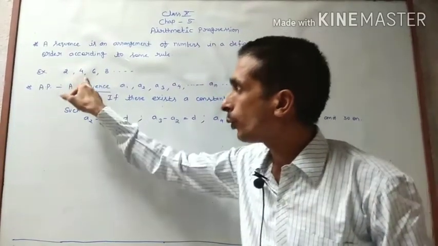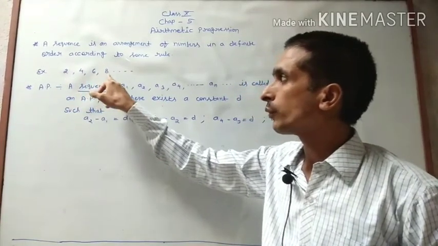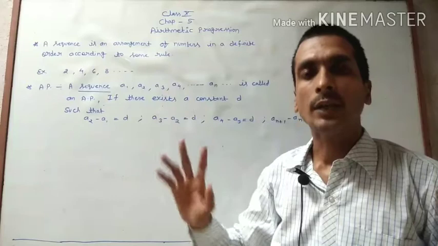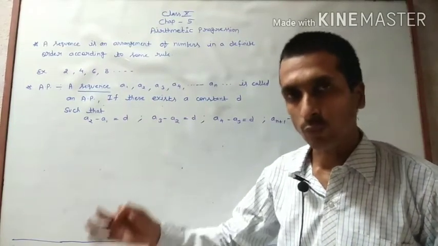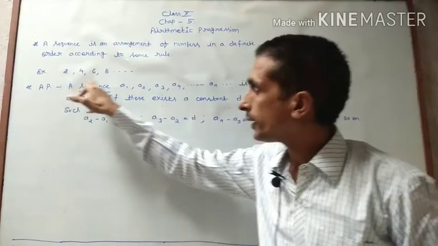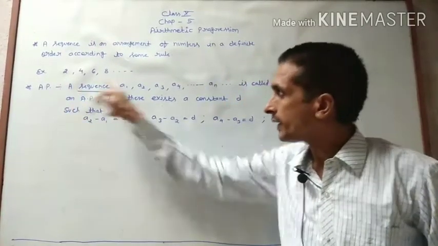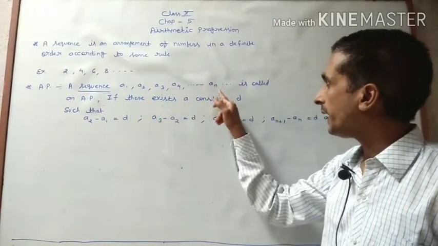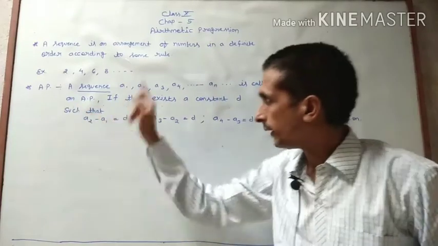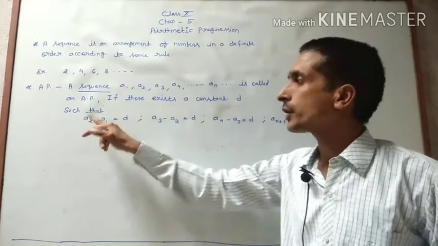The table of 2. Here it is written 2 1 is 2, 2 2 is 4, 2 3 is 6, और 2 4 is 8. So these numbers are called a sequence. बिकॉज ये एक ऑर्डर को फॉलो कर रहे हैं, क्रम को फॉलो कर रहे हैं, इसलिए हम इसको क्या बोल रहे हैं? सीक्वेंस. So the definition is here: a sequence A1, A2, A3, A4, dot dot dot, AN is called an AP if there exists a constant D such that.